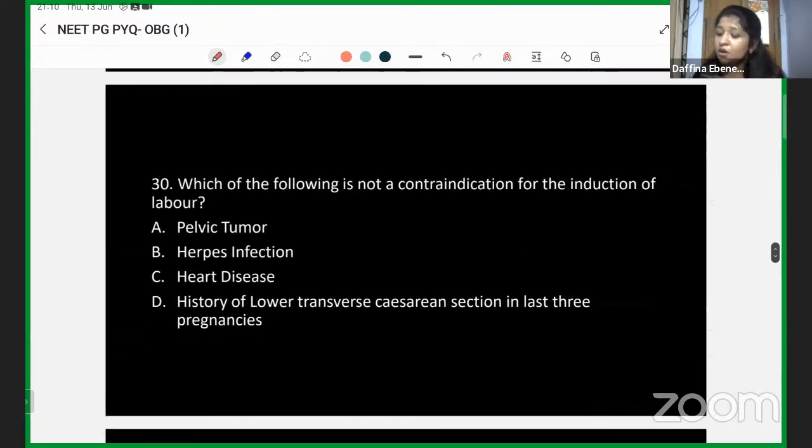Which of the following is not a contraindication for the induction of labor? Actually, there is a list of conditions where labor should not be induced.